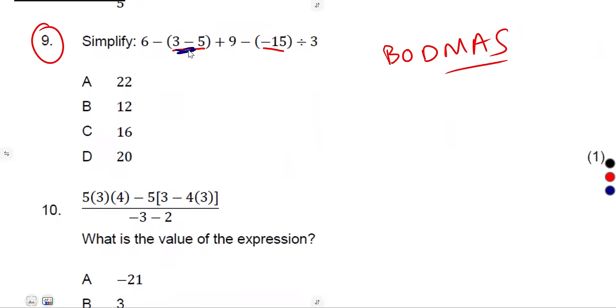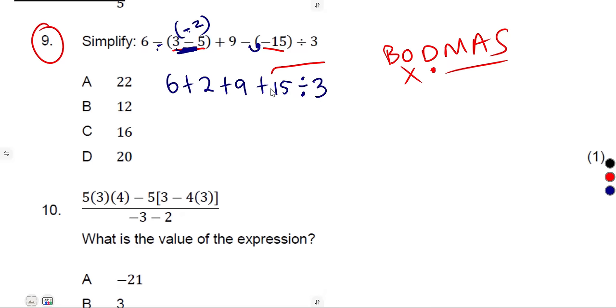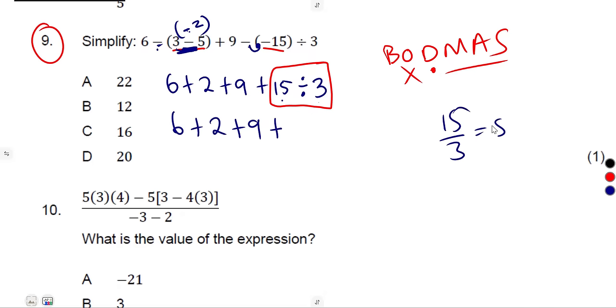Let's simplify inside the bracket. 3 minus 5 is minus 2. Then it's going to be 6, and minus times minus is a plus, so it's now plus 9. Minus times minus the bracket, minus times minus is a plus, so that's plus 15 divided by 3. We no longer have brackets, so we move on to division. That is 6 plus 2 plus 9 plus 15 divided by 3, and 15 divided by 3 is 5.